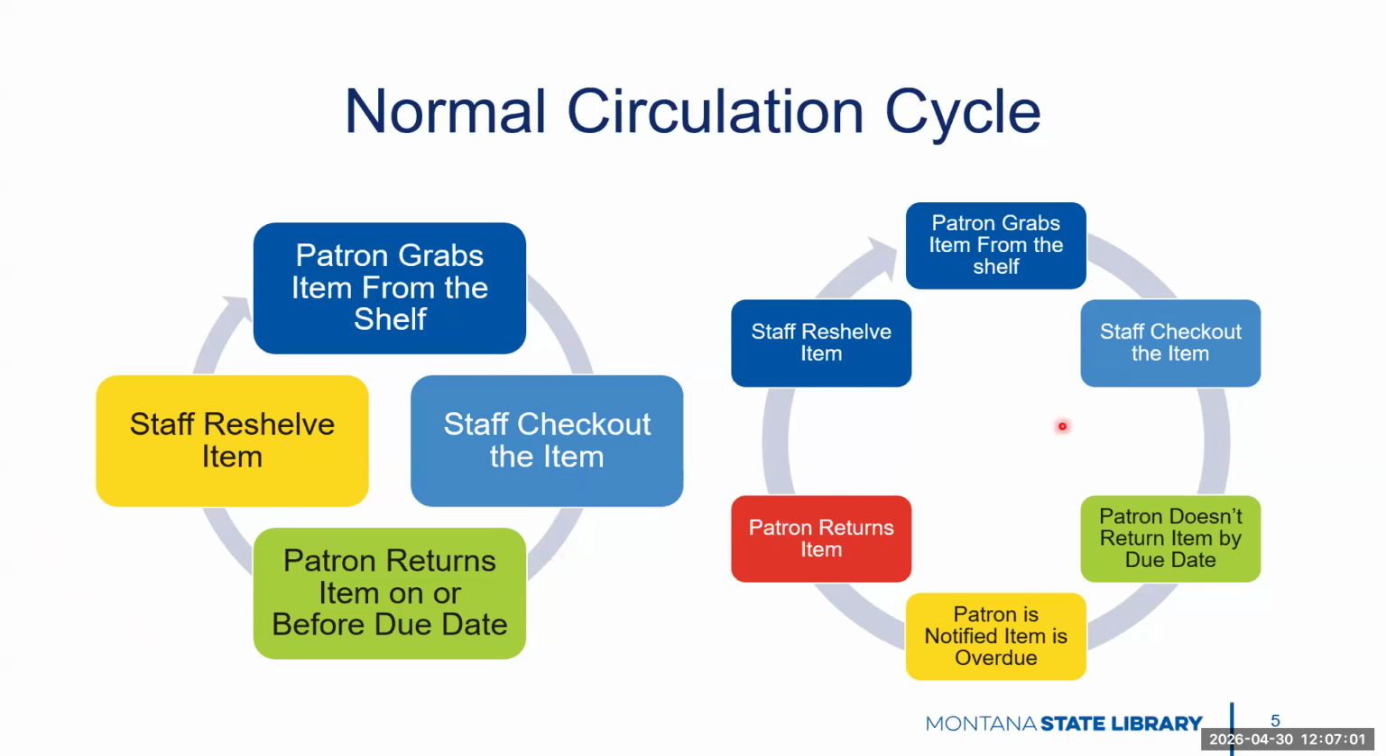But as we can see from the right-hand side, this is probably a little bit closer to reality for the majority of patrons. They check it out, they don't return it by the due date, they're notified that it's overdue, and then the patron returns it, and then the cycle continues. We all wish it was closer to the left-hand side of the screen, but what can we do?